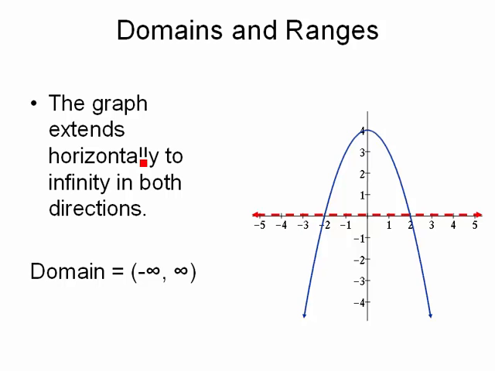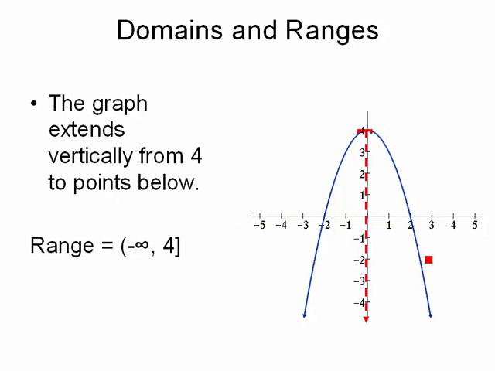If I take a look at how this graph runs, remember we've got arrows down here, it runs horizontally infinitely far. And so to signify that, I'm going to use interval notation here, and I'm going to write minus infinity to plus infinity. The minus infinity means it goes infinitely far to the left. The positive infinity means it goes infinitely far to the right.